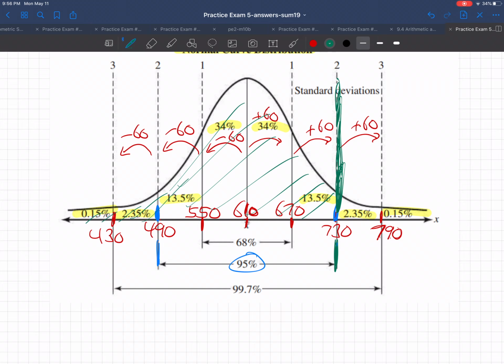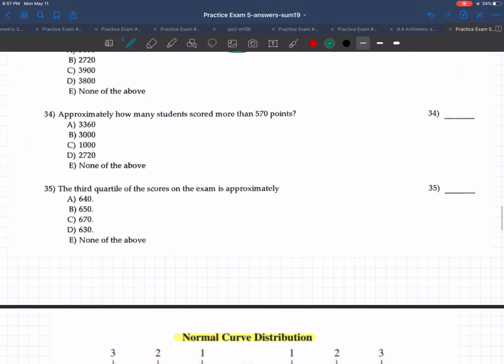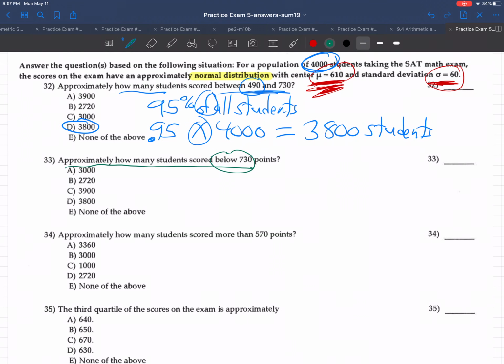Well, there's two ways you can do this. You can add up 13.5, 34, 34, 13.5, 2.35, and 0.15. Those are all below. Or you could just add up the two that are above and subtract from 100%. That would be easier. So let's do that. So how did I know to go left? They said below. Below means to the left.